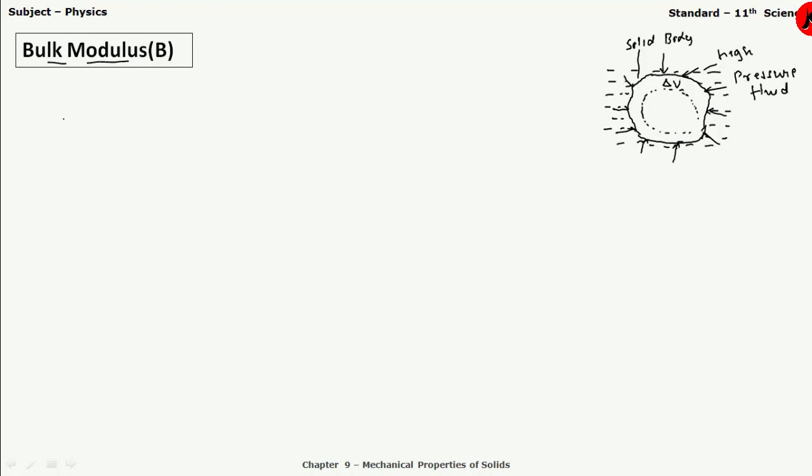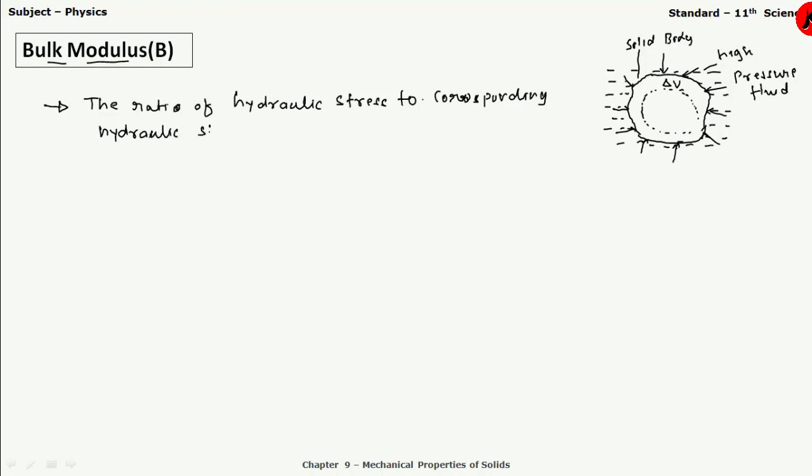So here we can say delta V by V is the hydraulic strain. Right. Now let's come to the definition of bulk modulus. It is defined as the ratio of hydraulic stress to corresponding hydraulic strain, and is known as bulk modulus.